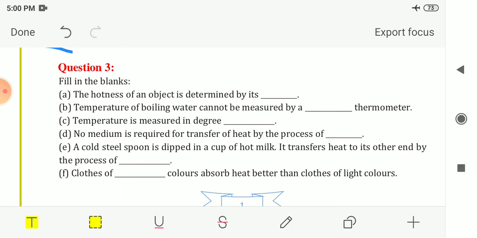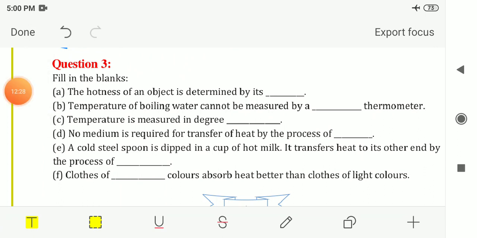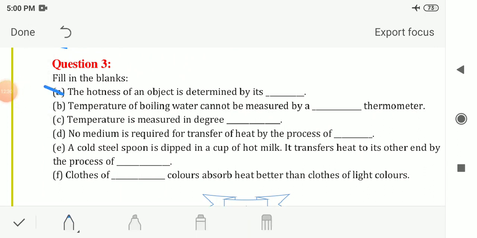Next question 3 is fill in the blanks. So first blank is, the hotness of an object is determined by its blank. As earlier we had seen, the hotness or coldness of an object is determined by its temperature. So your answer is temperature. Next is, temperature of boiling water cannot be measured by a blank thermometer. The temperature of boiling water cannot be measured by a clinical thermometer. It can be measured by the laboratory thermometer, because a clinical thermometer is used only to measure the temperature of the human body. So the answer is clinical thermometer.